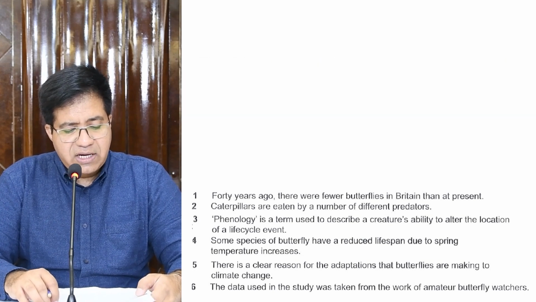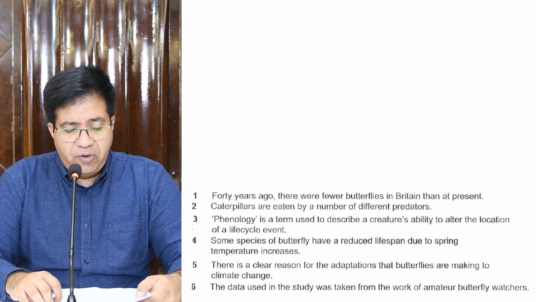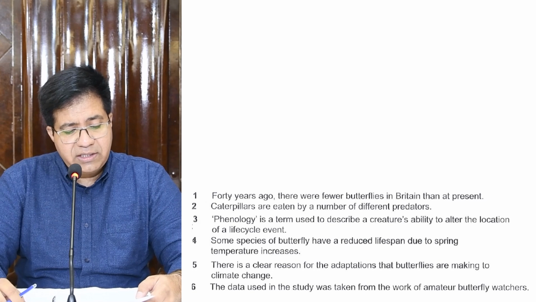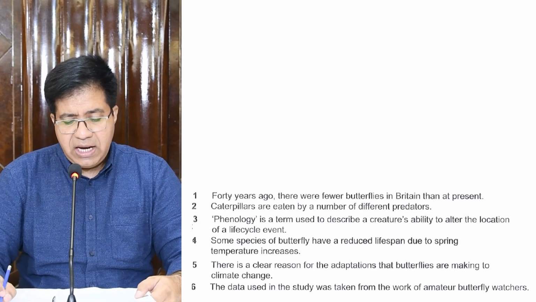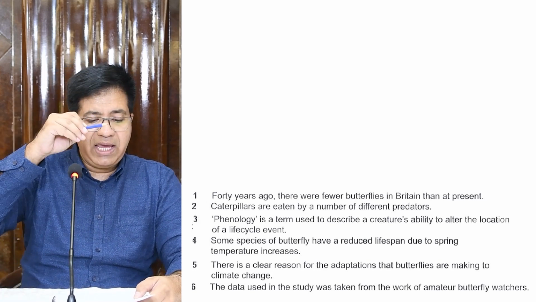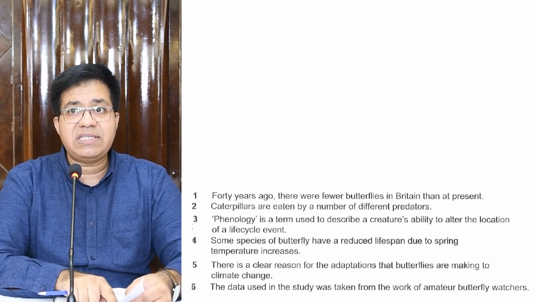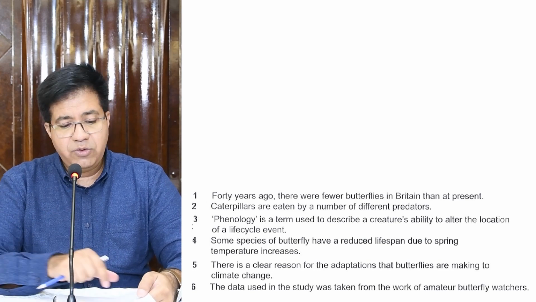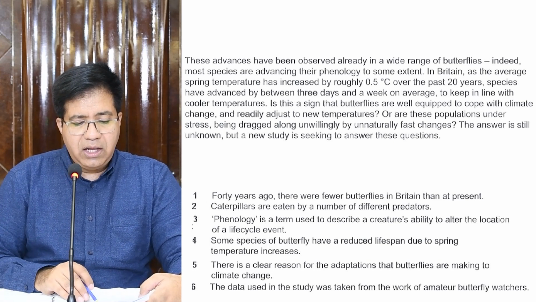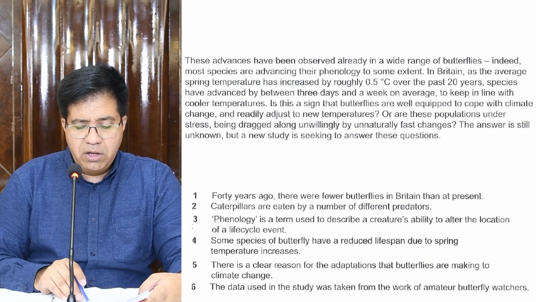Question number 5. There is a clear reason. Underline clear reason. There is a clear reason for the adaptations. Adaptations means changes. There is a clear reason for the adaptations that butterflies are making to climate change. Now, if butterflies are making changes to climate change and that is a clear reason, if the reason is clear, the answer is true. Otherwise, false or not given. Same paragraph. Third paragraph, I'm reading it from third last line after question mark.